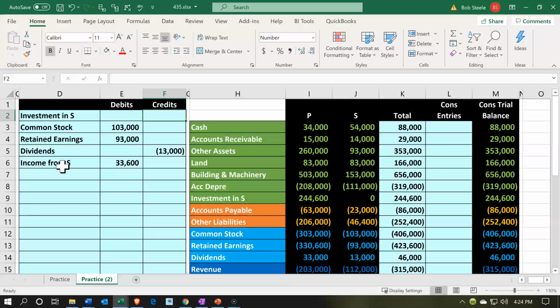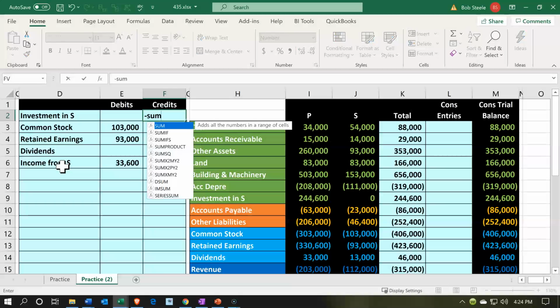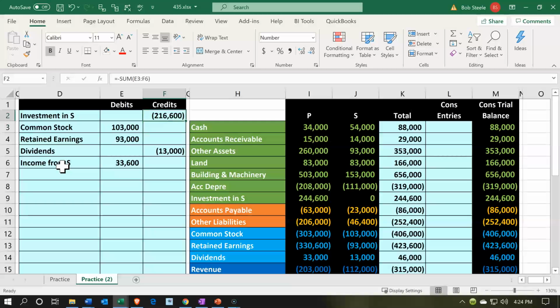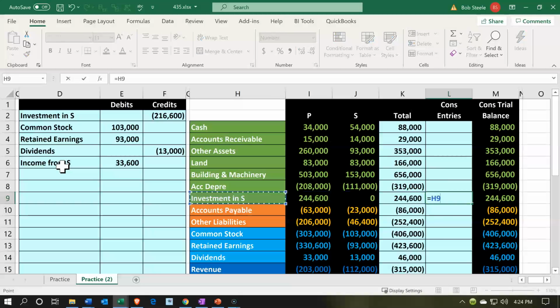So we've removed the equity section type of transactions. I'm going to put the plug as the negative sum. This is our plug formula, whatever we need to do to be in balance. There we have that. Now, let's post this out and see what we have thus far. Here's the investment in S. I'm going to scroll on over to the investment in S over here. So I'm going to say equals and scroll on back up, and we're at the 216.6.